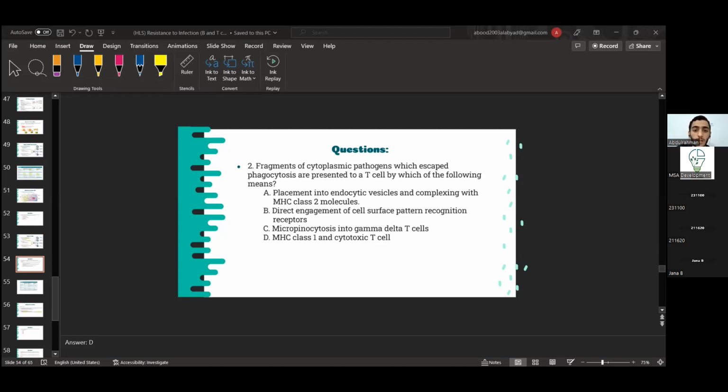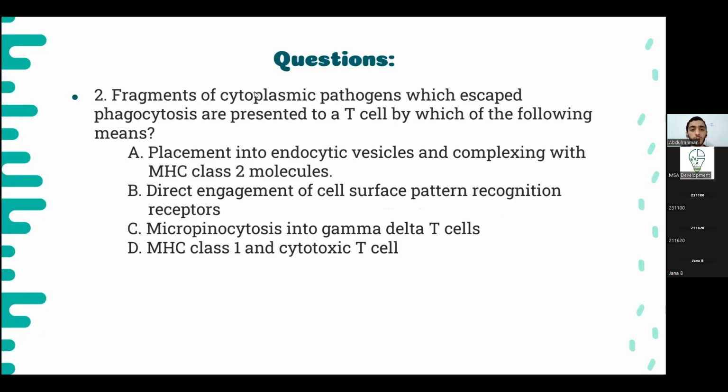If we go back to the previous slide, what we're talking about here is that it escaped phagocytosis. So right now, it is an intracellular pathogen. It's inside the cytoplasm, and intracellular pathogens are similar to viruses, right? So they can no longer be placed on MHC class 2 molecules. MHC class 2 molecules are only presented after phagocytosis. MHC class 1 are presenting intracellular stuff.